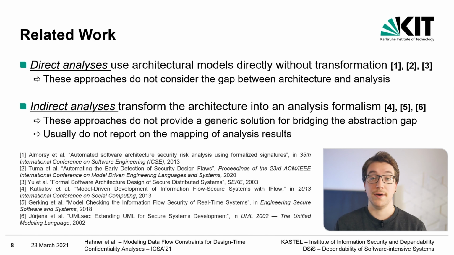We close with a short comparison of related work. Here we identified two categories. First, direct analysis, which used the architectural models directly without transformation and thus do also not consider the gap between architecture and analysis. Second, indirect analysis, which transform the architecture into a formalism in order to perform their analysis, but do not provide a generic solution for bridging this abstraction gap. Also, these papers do usually not report on the mapping of analysis results, which we consider to be an important problem in order to ease the interpretation by software architects.